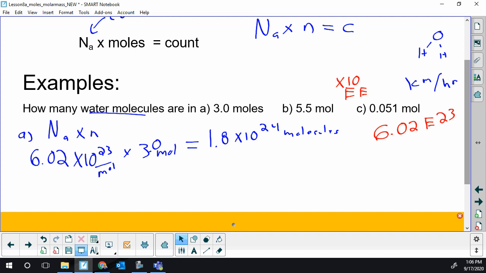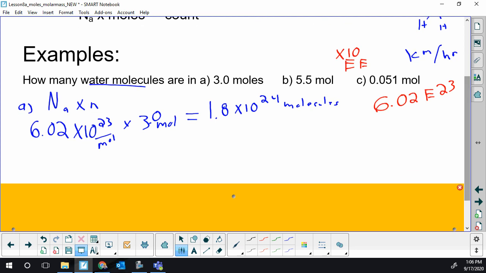A good double check when you're doing these calculations is I started with more than a mole, so I should have a number that's bigger than Avogadro's number. And I do. I'm at 10 to the 24. 24 digits now instead of just 23, or more digits. A bigger number.